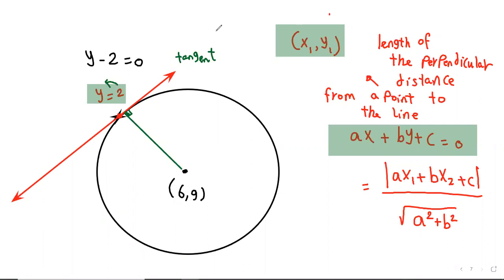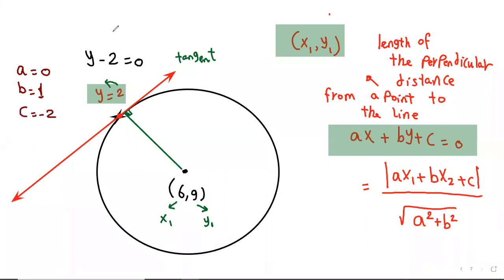So what is x1? x1 is 6. What is y1? y1 is 9. This is the point. Okay. What is a? What is the coefficient of x? There is no x here, so a equals 0. The coefficient of y, b, is 1. What is the absolute term c? c equals -2.